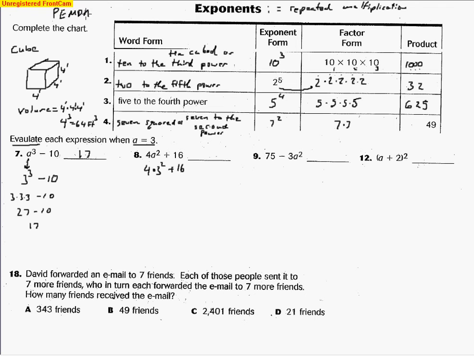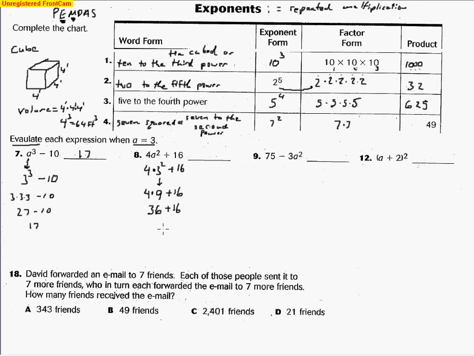P-E-M-D-A-S, PEMDAS. So exponents are the E. Multiplication is the M. Notice the E comes before M. So we've got to do the exponents first, then we'll multiply. So this makes 9. 9 times 4, and then plus 16. Notice that order of operations says multiplication before the addition. So we go ahead and multiply. We get 36. We add those two numbers together.